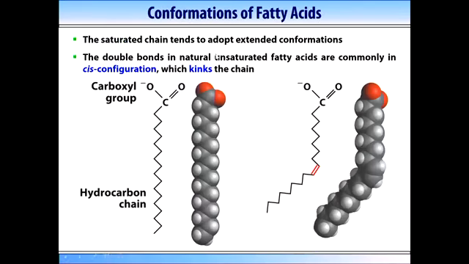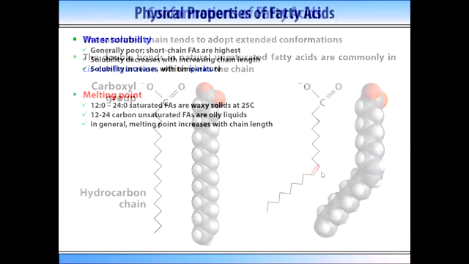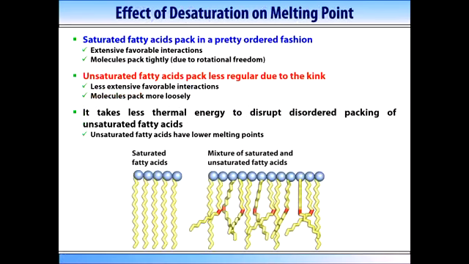The saturated chain tends to adopt an extended conformation like this. The double bonds in natural unsaturated fatty acids are commonly in cis configuration, as I already mentioned, and this causes a kink. So the saturated ones are straight, and the unsaturated are kinked. I usually like to explain it with the following analogy. Treat it as a bunch of straws, like the straws you can buy now that have a little bending point at the top. The moment you take them out of the pack, they're all parallel.